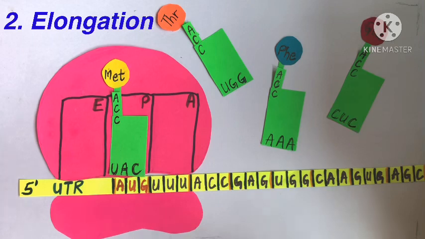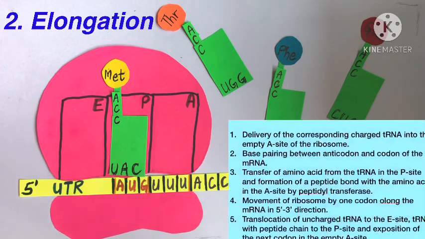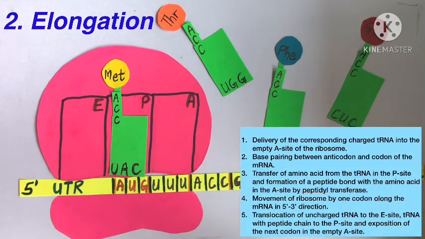The second step of translation is elongation. Of all the three stages of translation, elongation in prokaryotes and eukaryotes is the most similar step. Elongation begins with the delivery of a right amino acid into the empty A site of the ribosome by a second charged tRNA according to the mRNA codon sequence.